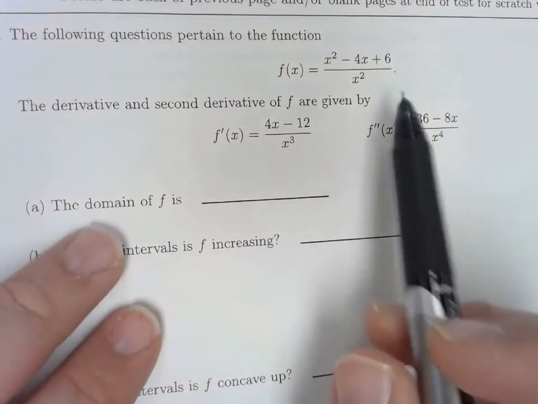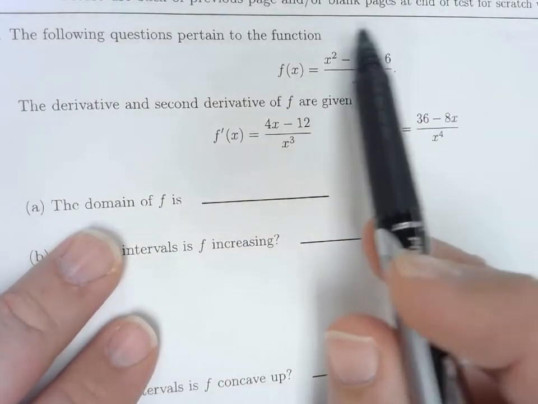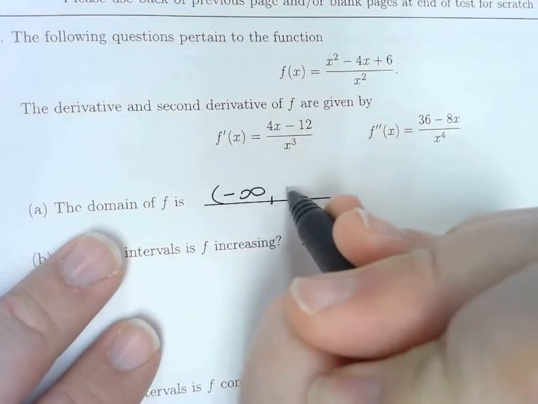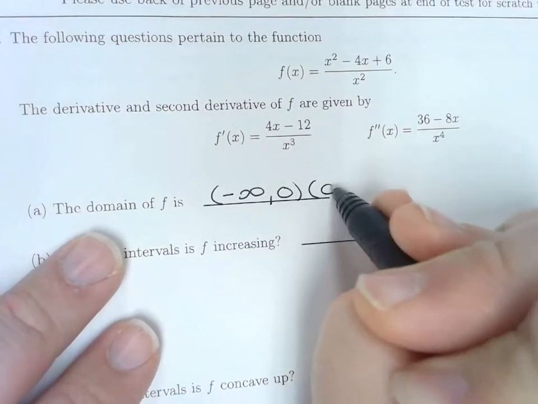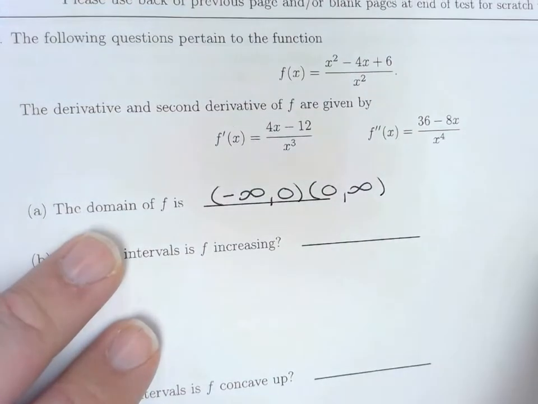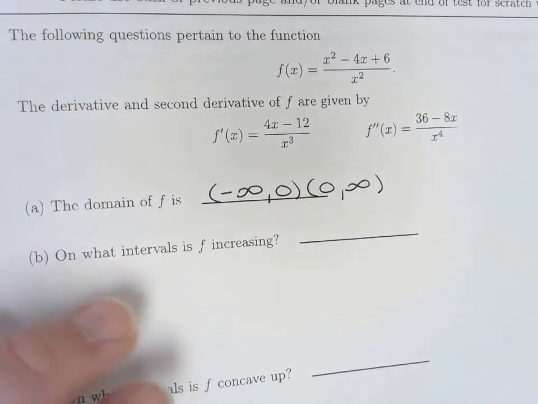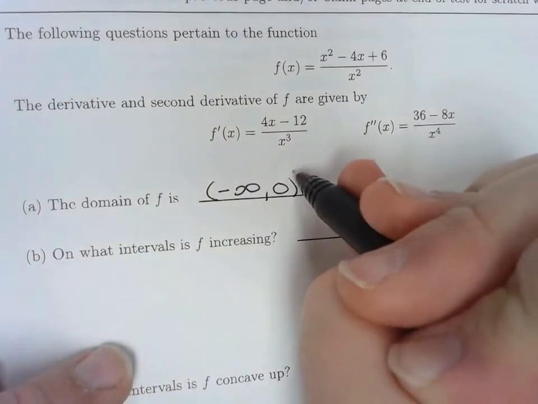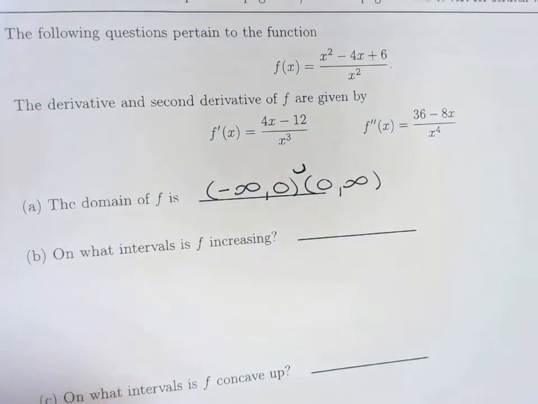Domain. Domain, we look at the original. So you can have everything besides 0, because 0 will get you 0 in the denominator. So negative infinity to 0, 0 to infinity. And they use this symbol, which means it's the union, so you take both of those. I would maybe throw that in just because that's what they have, just so I don't have to take off a point for not putting that.